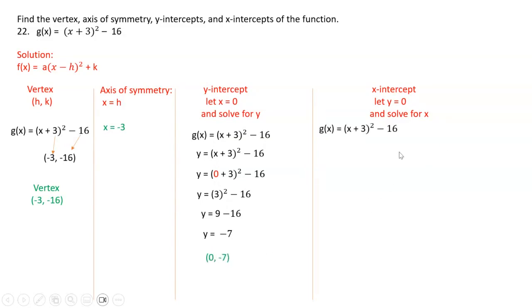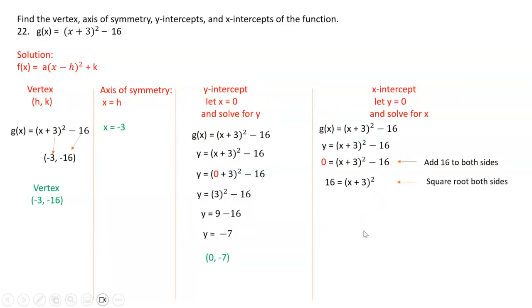Okay, now for the x-intercept, we're going to let y equal 0 and solve for x. In this case, I'm going to add 16 to both sides. So we get 16 equals (x plus 3) squared. Now to solve for x, we're going to take the square root of both sides. Now I put the x plus 3 on the left and the 16 on the right.